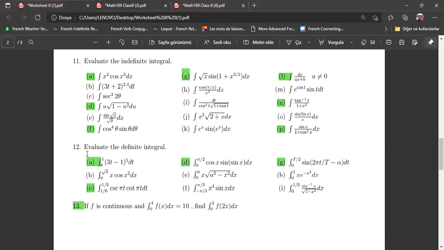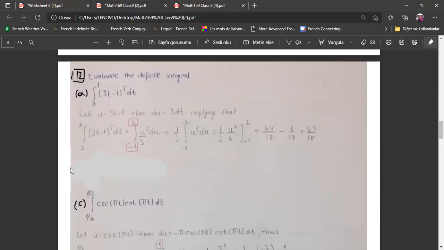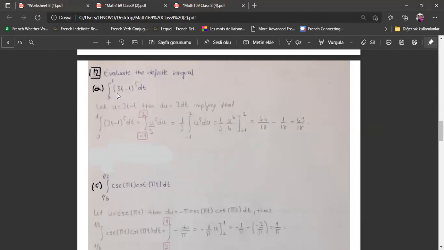Right, now we have this question 12. All right, now we have this function (3t minus 1) to the 5, right? Just plug u equals 3t minus 1 and differentiate it and get du equals 3 dt, okay? Then what do we have here? Instead of 3t minus 1, we write u, so we have u to the 5. And dt is equal to du over 3. Okay, inside we're done with that.